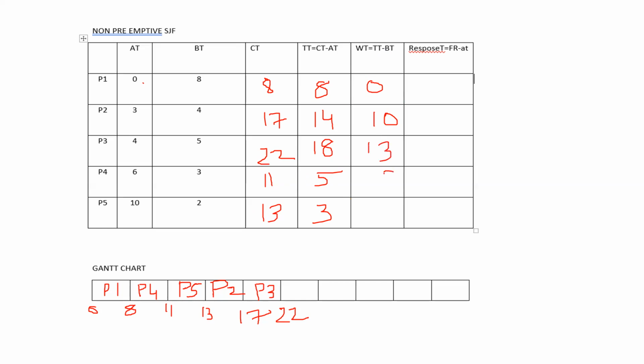5 minus 3 equal to 8. Sorry, 5 minus 3 equal to 2. 3 minus 2 equal to 1. Okay.